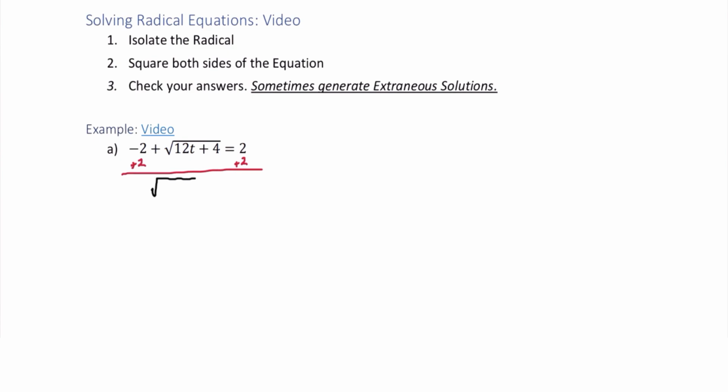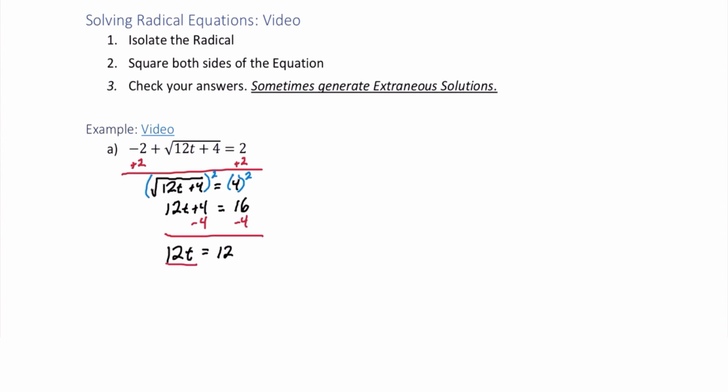We now have the square root of 12t plus 4 equals 4. Now that the radical has been isolated, we can square both sides. On the left, the square and the radical go away, leaving us with 12t plus 4 equals 16. From here, we can subtract 4 on both sides. 12t equals 12.